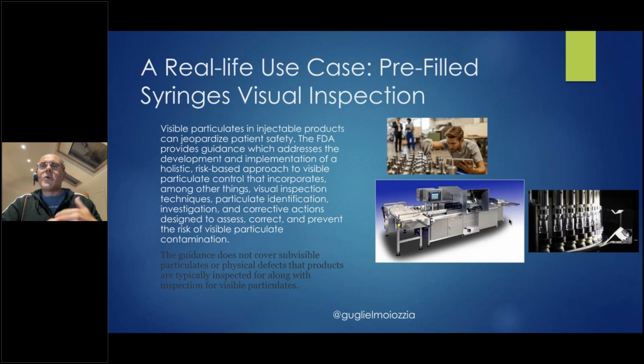There is no specific prescription from the FDA on how you could do the visual inspection. So traditionally it has been done manually. Don't know if there is someone still doing this. In the past years, there was the introduction of automated inspection machines, such as the one you see in the center of this slide from one of our vendors.